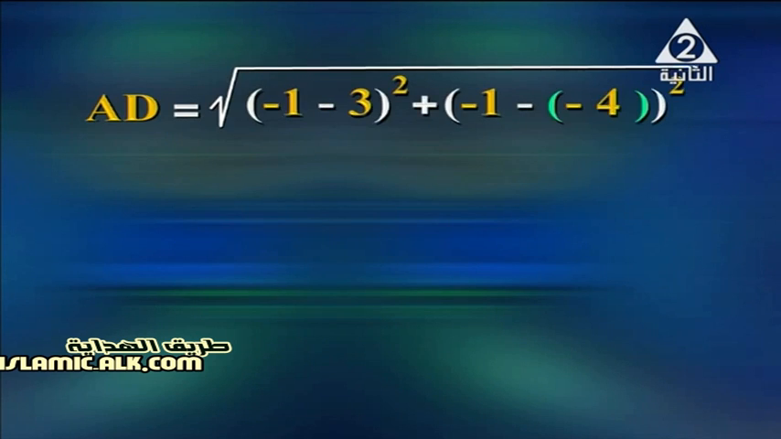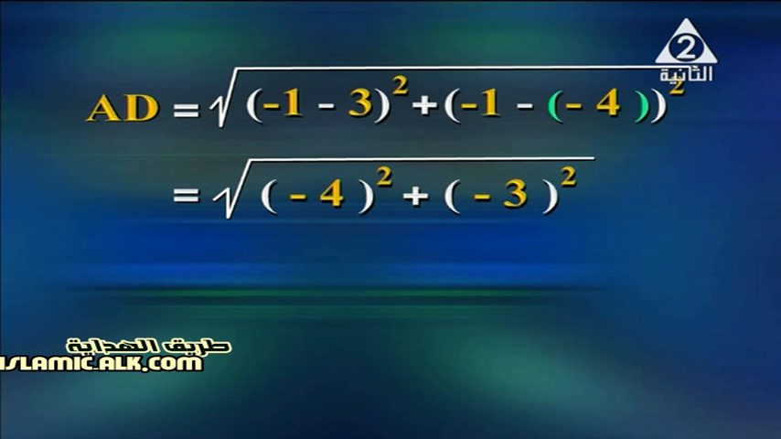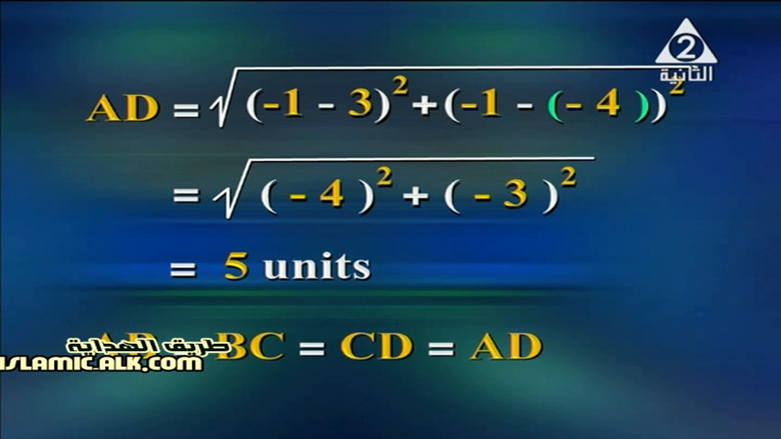It is square root of (negative 1 minus 3) squared plus (negative 1 minus negative 4) squared, which gives square root of negative 4 squared plus negative 3 squared, which gives a result of 5 units. Here you are going to notice that AB equals BC equals CD equals AD equals 5 units, and this is going to be number 1.